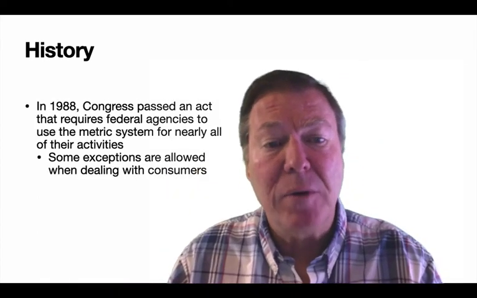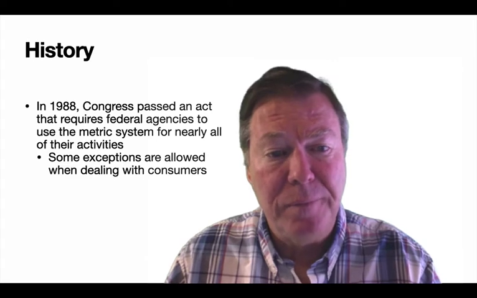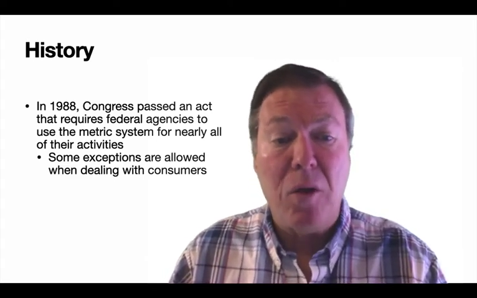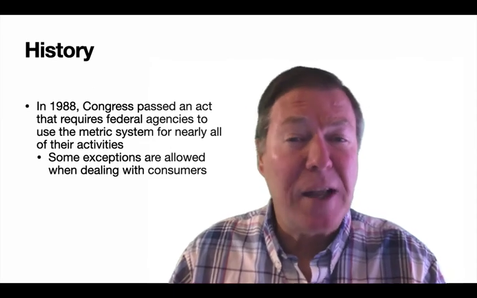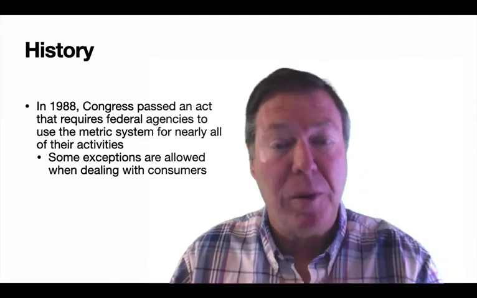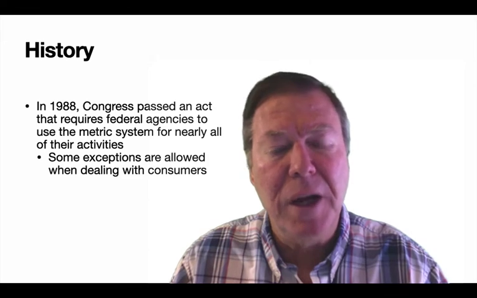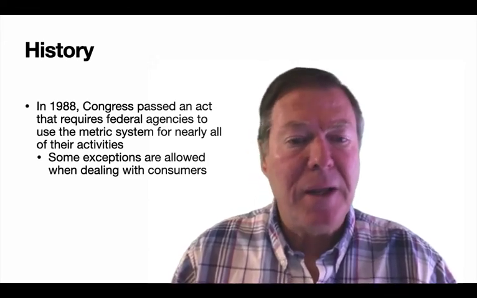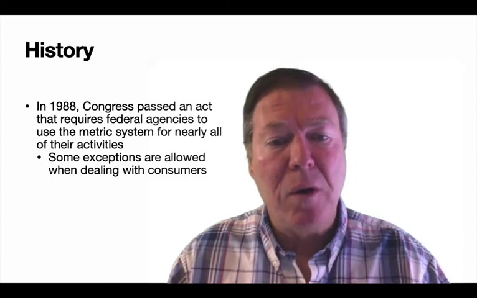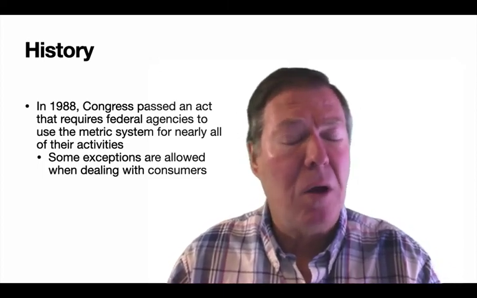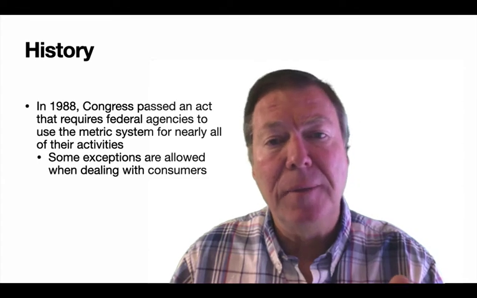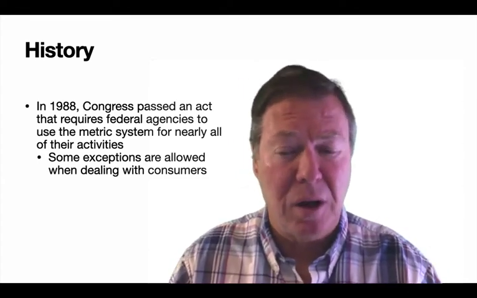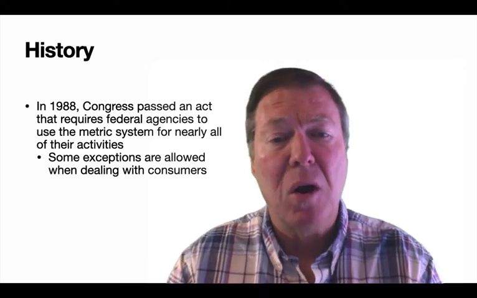In 1988, Congress passed an act that requires federal agencies to use the metric system for all their activities. There are some exceptions when dealing with consumers, and I'll explain why that's a problem a little later. But all of these federal agencies are meant to use the metric system, which created a huge problem when we sent a Mars rover to Mars.